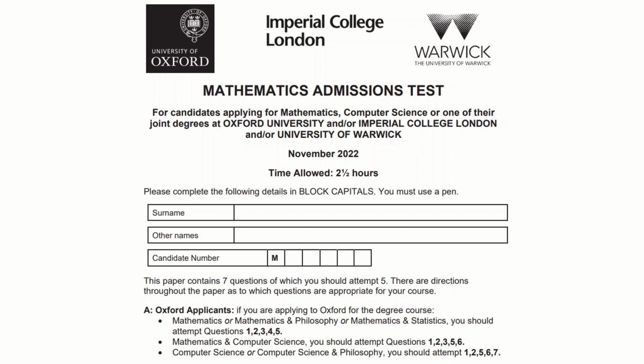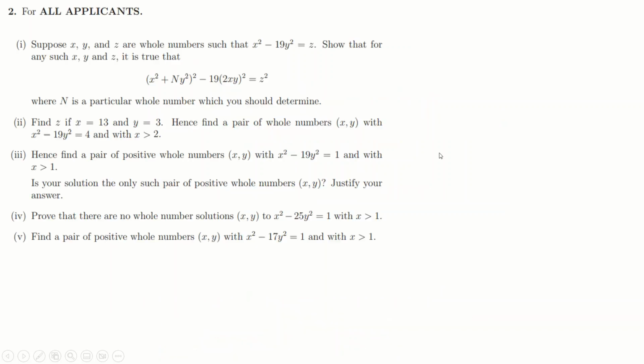Maths from 2022. I'm going to be doing the long questions 2, 3, 4, and 5 in this video, the ones that mathematicians would have to take. So let's get into it.